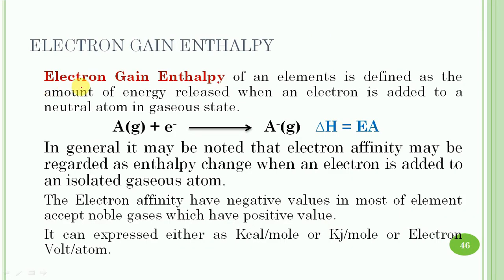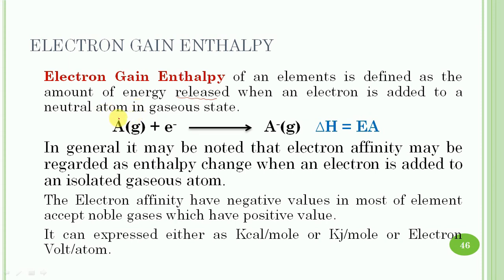Electron gain enthalpy. Just as energy is required to remove an electron from an atom, similarly energy is released when an electron is added to a neutral atom. This is called electron gain enthalpy. So the electron gain enthalpy of an element is defined as the amount of energy released when an electron is added to a neutral atom in the gaseous state.